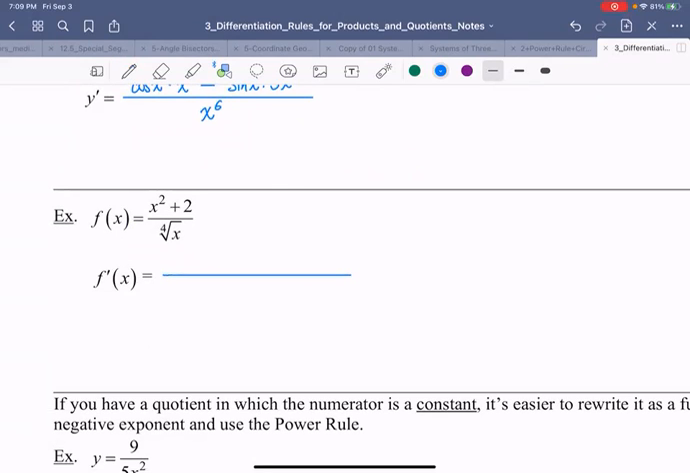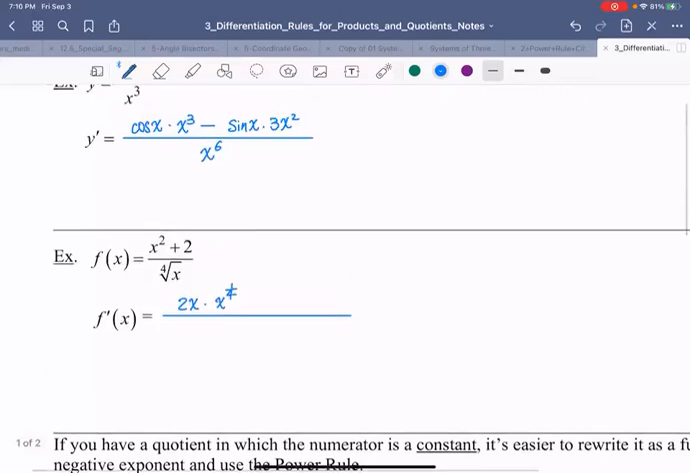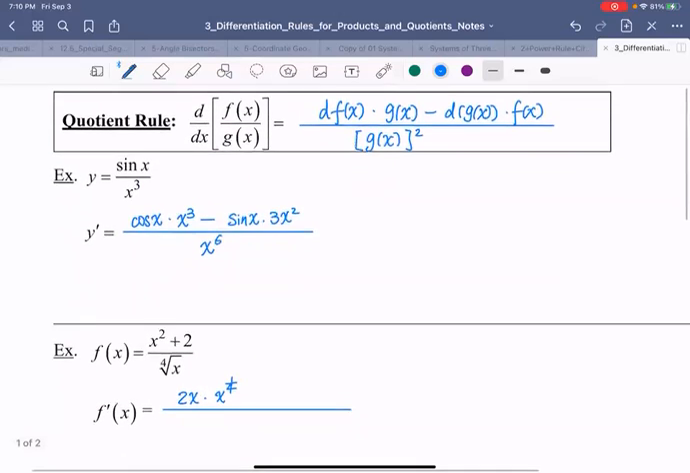Angela, try this one, please. Okay. I think students can use the quotient rule. Okay, so first it's going to be 2x times x to the power of 1/4. So this guy is 2x times x to the power of 1/4. Oh, is it power to negative 1/4? No, look. Oh, wait, no, right. Yeah, okay, I get it.